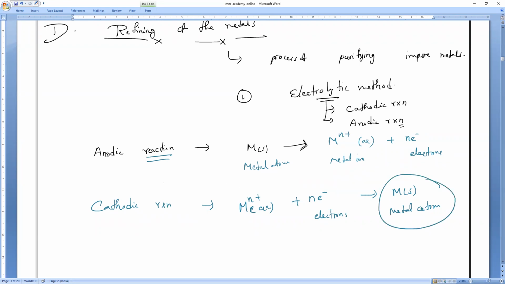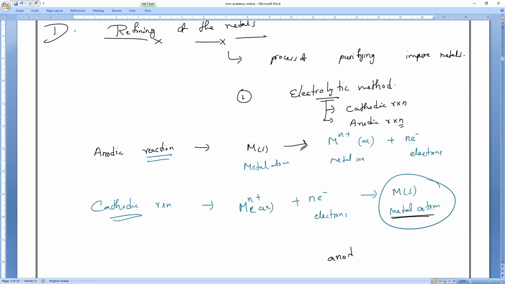That is why I asked, where will we get the pure metal, at the cathode or anode? Everybody, pure metal is always obtained at the cathode. So you have to remember that. Okay. And insoluble impurities are separated out in the form of anode mud. We will study that. Okay.